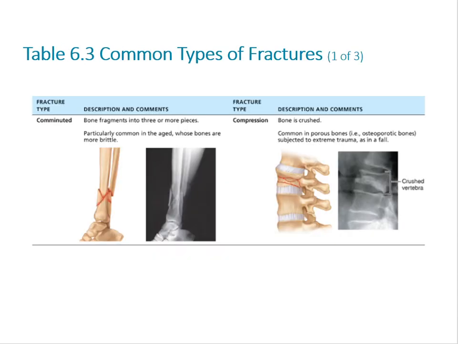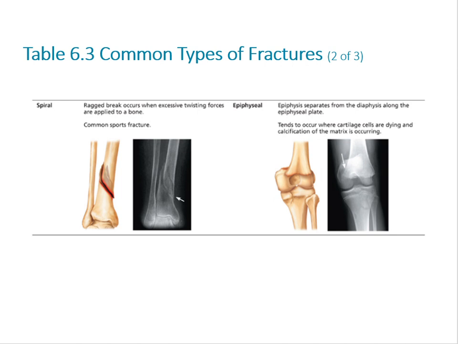All right, here on the left, we have a comminuted fracture. This is when bone fragments are in at least 3 or more pieces, more common in the aged whose bones are more brittle. Then on the right, we have a compression fracture where the bone is crushed, and that's common in porous or osteoporotic bones of the elderly. It could also be common in someone who's subjected to extreme trauma or, for example, has fallen.